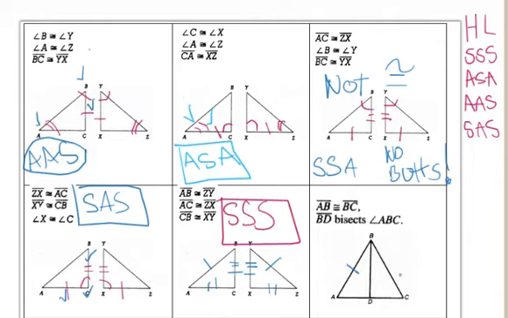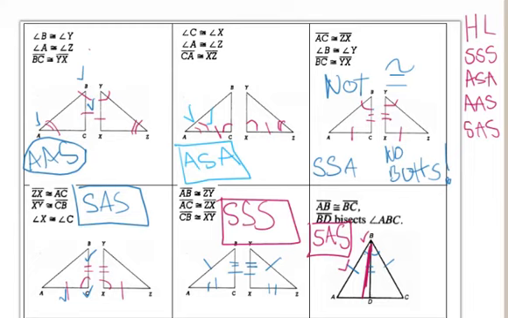AB equals BC, and BD bisects ABC. Okay, so we have an angle here congruent to the angle there. And isn't it true BD is shared? So technically this is also congruent to itself, which means I have side, check, angle, check. And then they both share BD, right? So that's another side. So side, angle, side. And there we go.